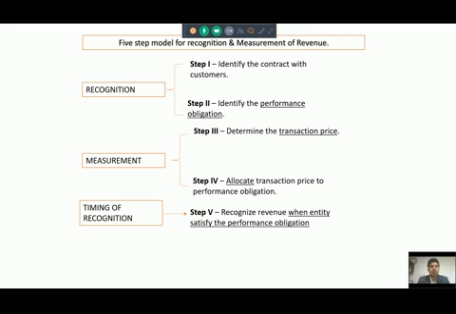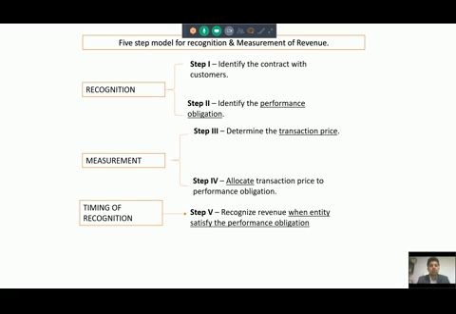That promise can be through brochures, or it can be found in a written contract, or it can be a customary practice of the business. So you have to identify performance obligations or promises in such a contract. Then you have to determine a transaction price for such promises made to the customer. Then you will have to allocate the transaction price to each performance obligation. And then as and when the performance obligation gets satisfied, you recognize the revenue.